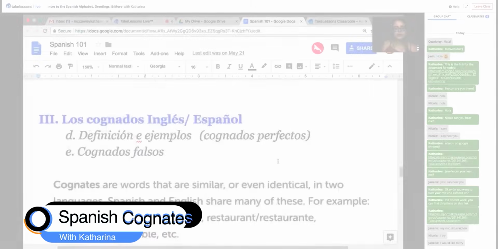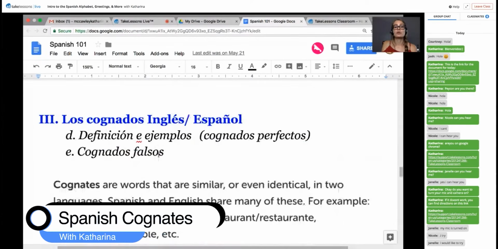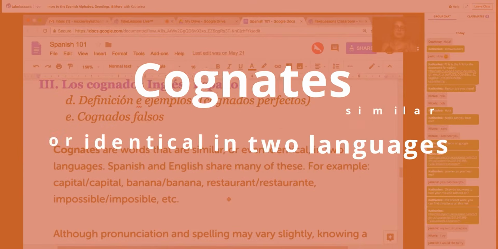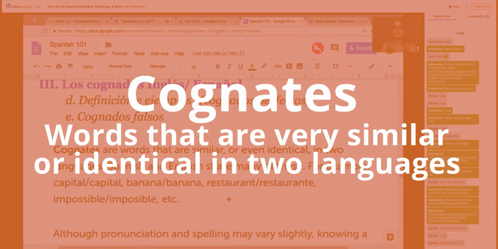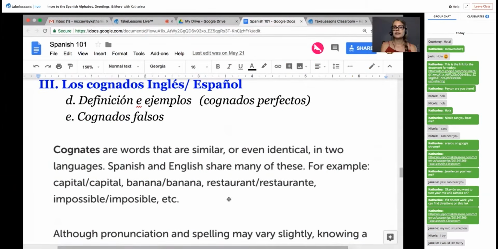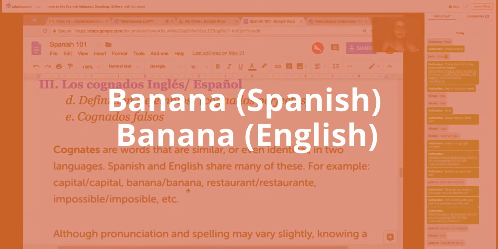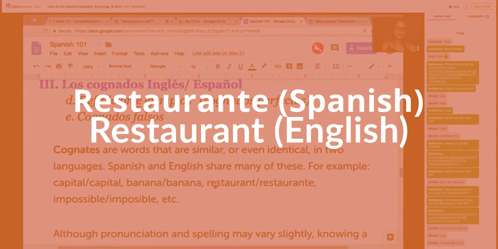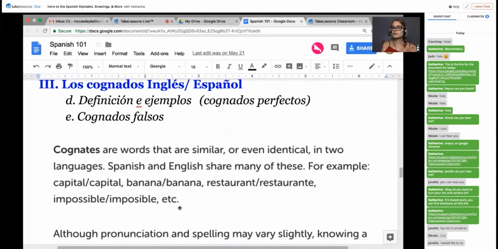And the last thing that I wanted to talk about are those cognates, or cognados in Spanish. Cognates are basically words that are very similar or even identical in two languages. And you come across them a lot. For example, we have banana and banana. We have restaurante in Spanish and restaurant in English. So whenever you start reading a text, you will notice that a lot of them are similar or some are even identical. And it will really help you to understand text better.